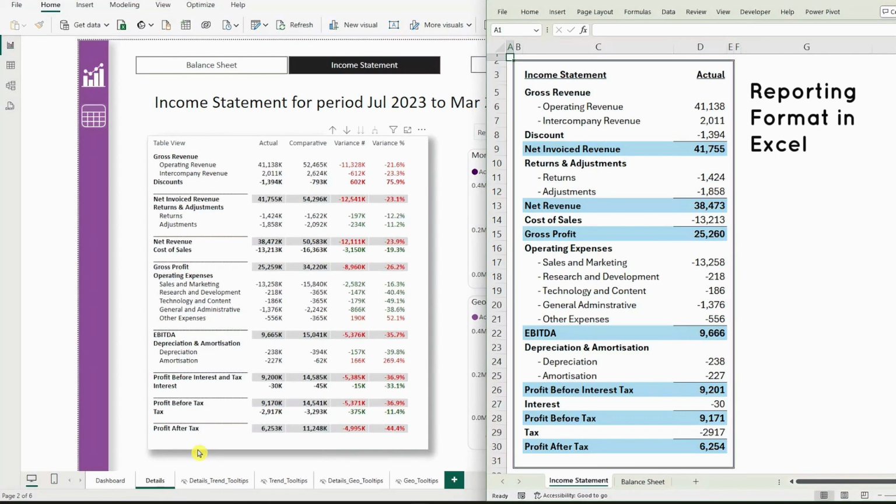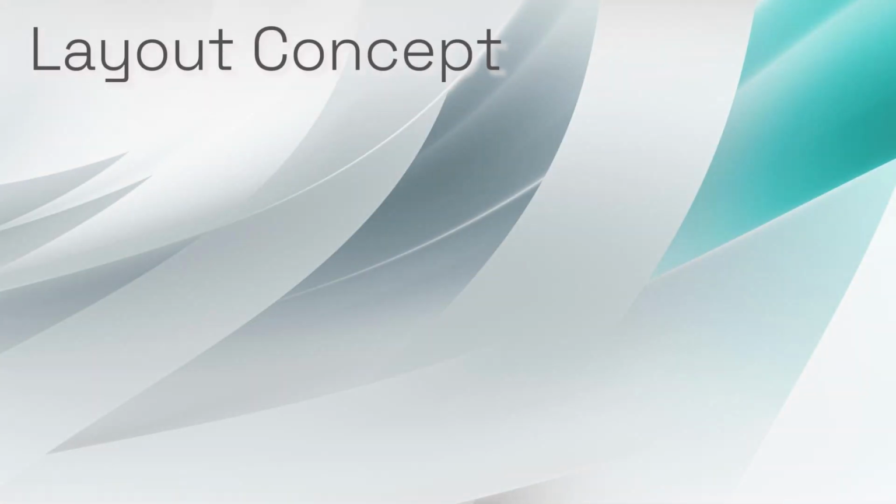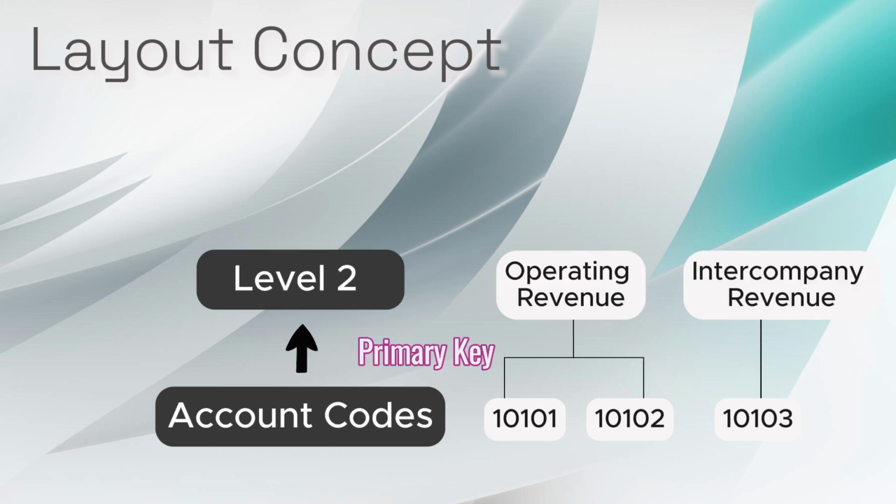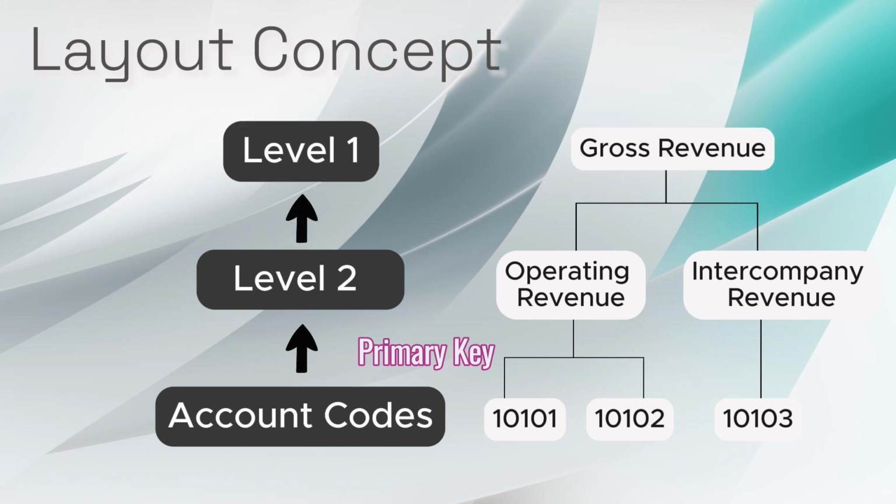Okay, before we get cracking on the layout, let me spend a minute on the layout concept in the template, as it may be confusing for some. Once you understand the concept, it is pretty simple and straightforward. There are only 3 levels of hierarchy. The lowest level is the account code, also known as GL account, and they get mapped to level 2 of the layout using a primary key. And finally, level 2 of the layout gets rolled up to level 1 of the layout.